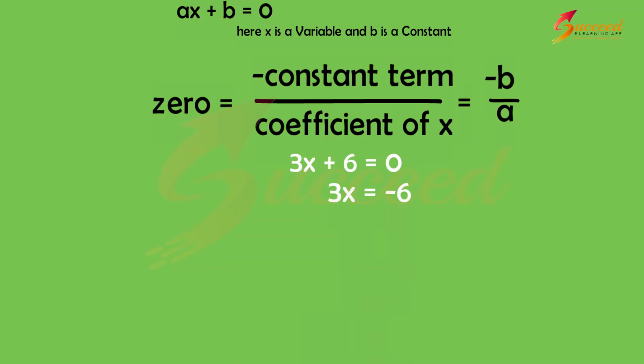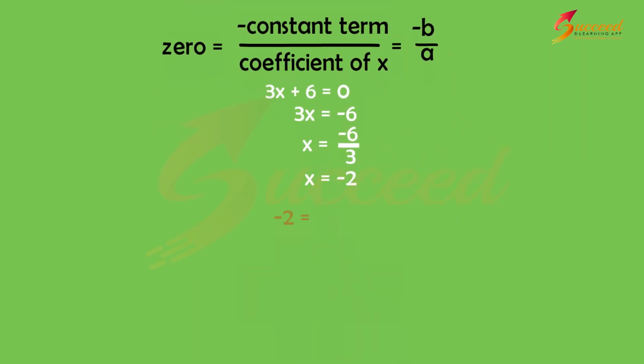Now, let us send 3 also to the right hand side. As 3 is multiplied by x, it divides on minus 6 on the right hand side. That is, x is equal to minus 6 divided by 3. So, we get x is equal to minus 2 after division.